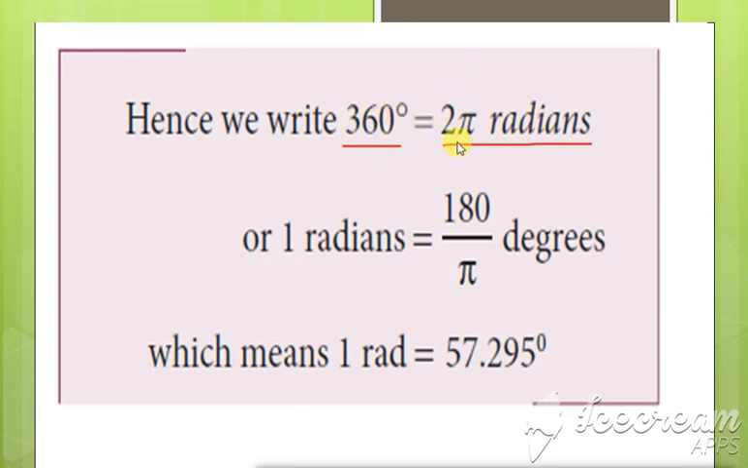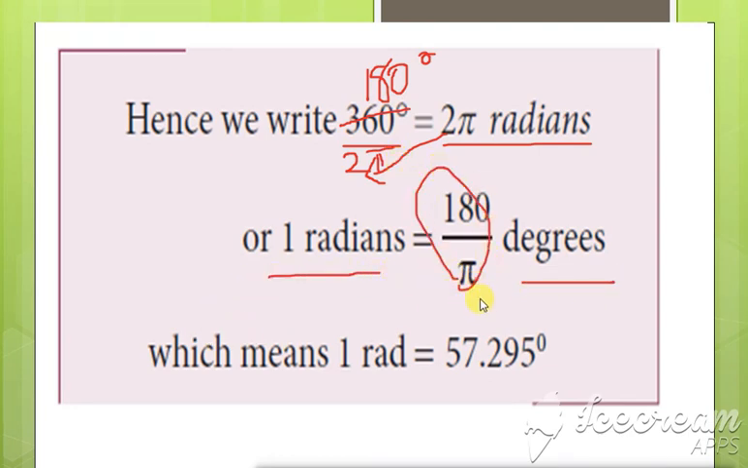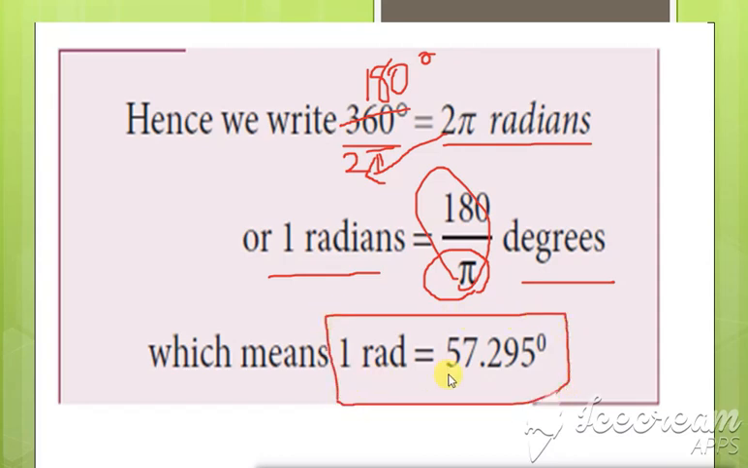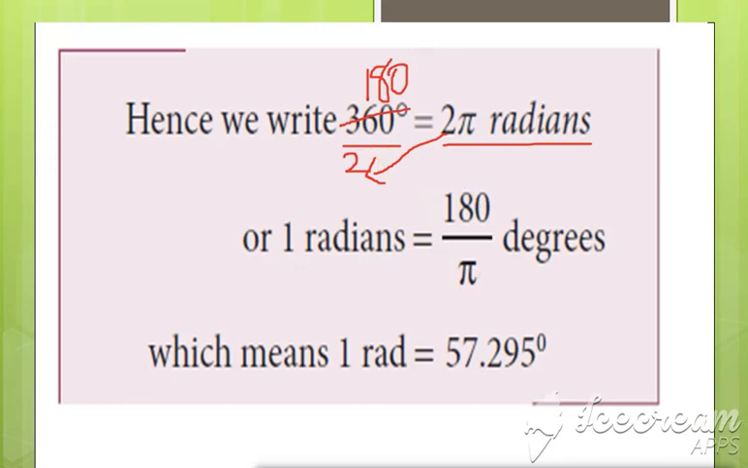Now bring this 2 down. So this becomes 360 divided by 2. When you divide this, it becomes 180 degree, and here we also have the term pi. So 180 divided by pi degrees is equal to this radian. Instead of this pi, if you substitute the value as 3.14, we can get the value for 1 radian in degrees. So 1 radian is equal to 57.295 degrees. Yes, so this is just about the value of radian.